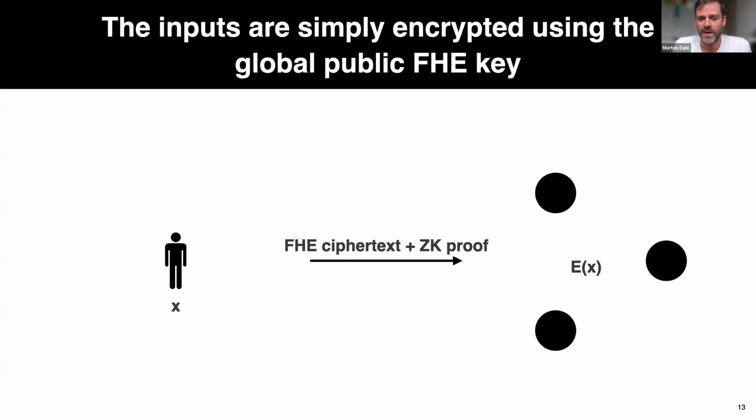When users want to provide input to the blockchain, in this case an X, they simply encrypt under this public key, and then they give a proof that the encryption was done correctly. And they send this to the validators so that they now have this encryption of X.